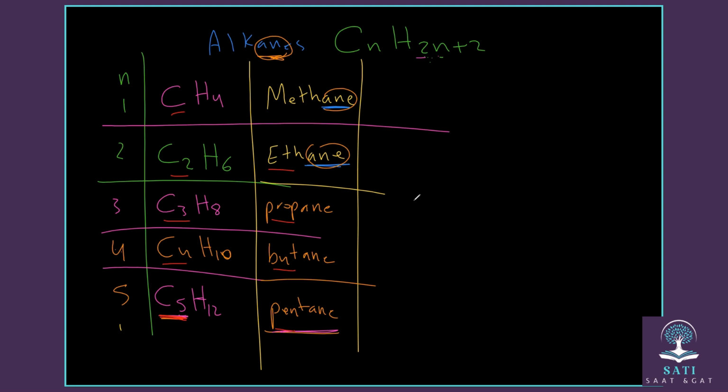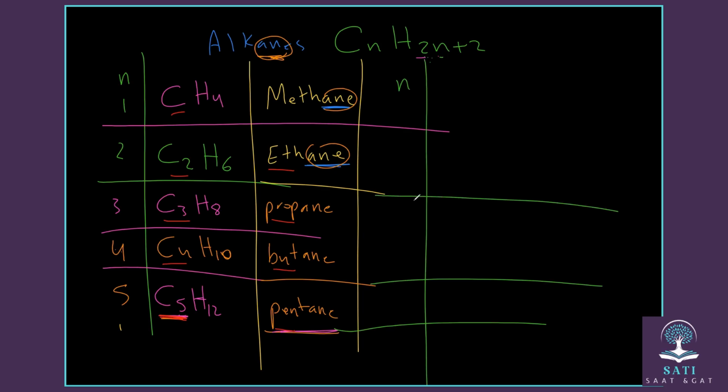Okay, if we continue now, this is n. What about when n is 6 here, and here is 7, 8, 9, 10? When n is 6, that means it's going to be C6 here, and H is going to be, you put it instead of n, n times 2, it's going to be 6 times 2. It's going to be 12. 12 plus 2 is going to be what? 14.